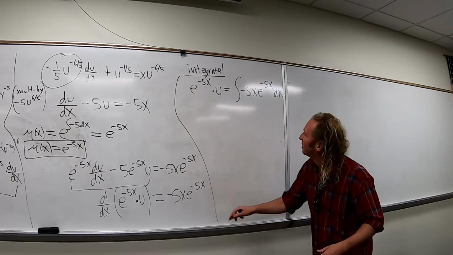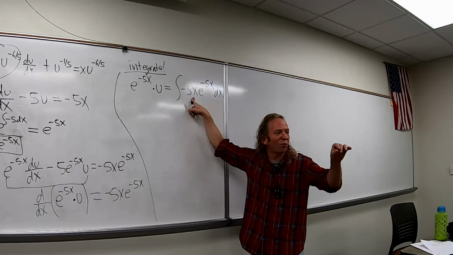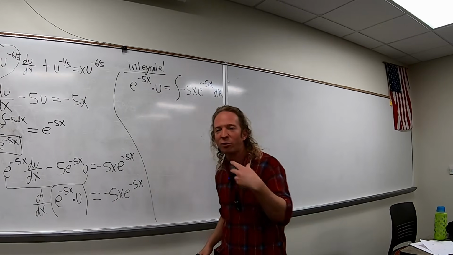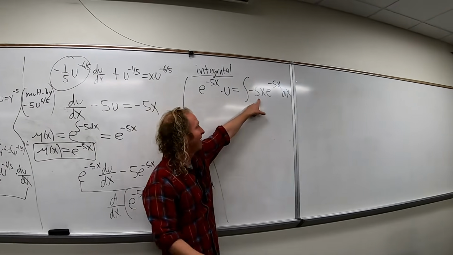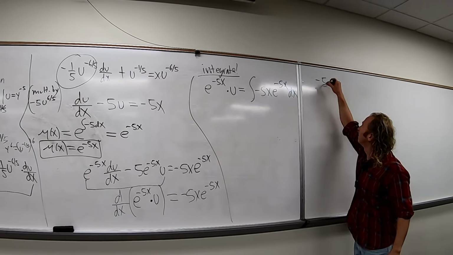Okay, so let's use tabular. You can use tabular whenever parts works and whenever one of the factors is eventually 0 after repeated differentiation. Negative 5x is eventually 0 if you keep differentiating it. So write that piece down. I love tabular.